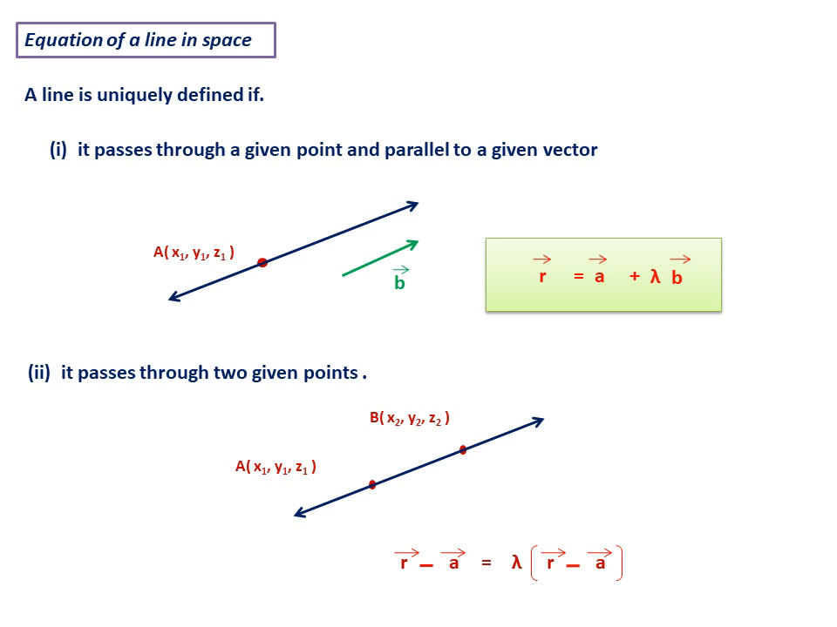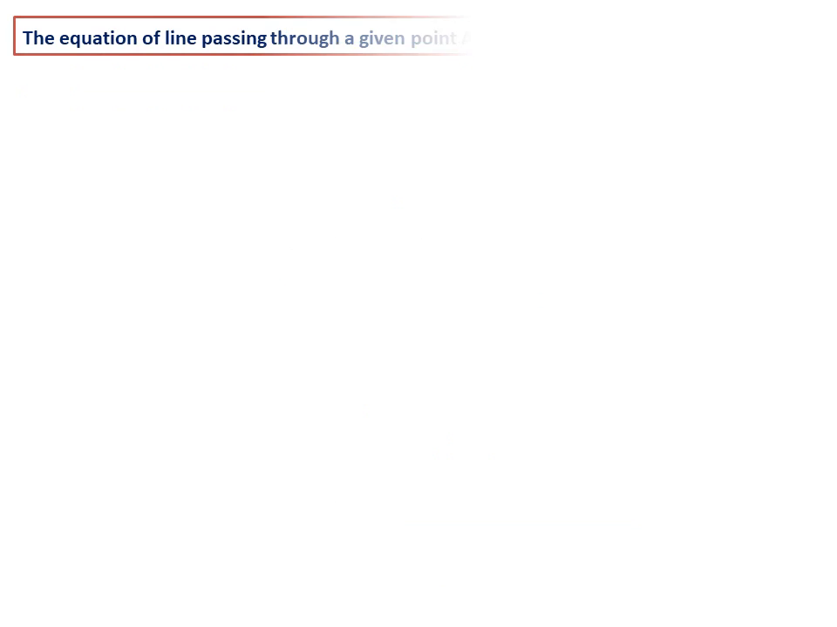And the second one is, we can also find the equation of the line in vector form: vector r minus vector A equal to lambda times vector B minus vector A. So this is the second one. So these are the only two types of equations. Let us proceed. Let us derive them separately, that is, the first case as well as the second case.